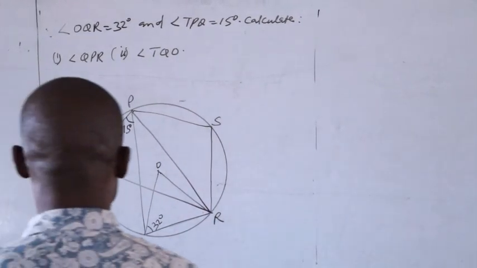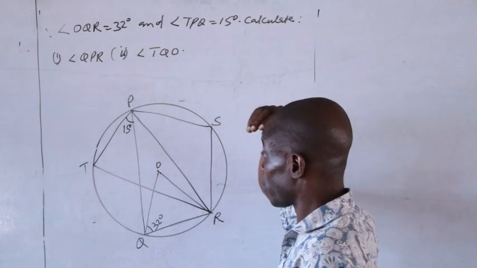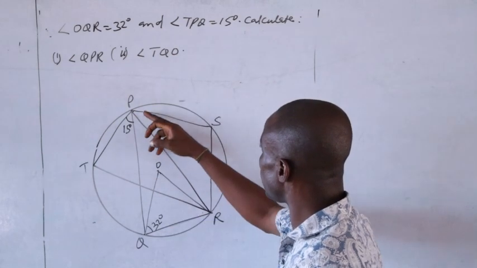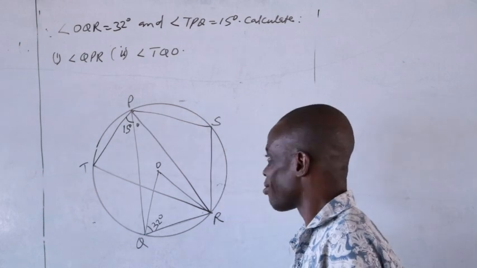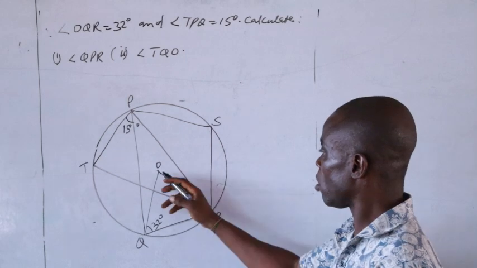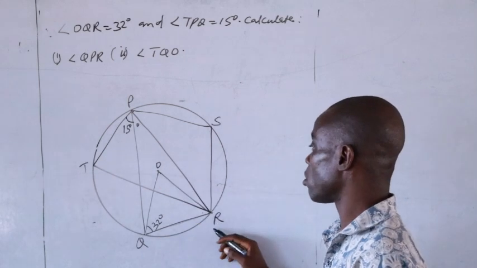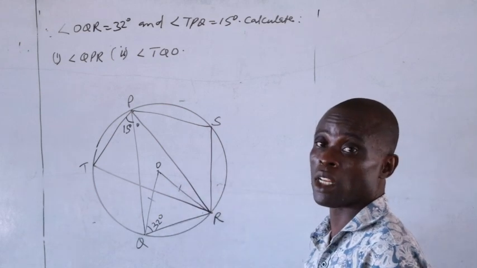Now this is my question. We are looking for QPR. Where is the angle? QPR, this is the angle. The angle is very simple to calculate. What's the name of this line? OQ? OR? What type of triangle is that? Isosceles. And the two base angles are equal.